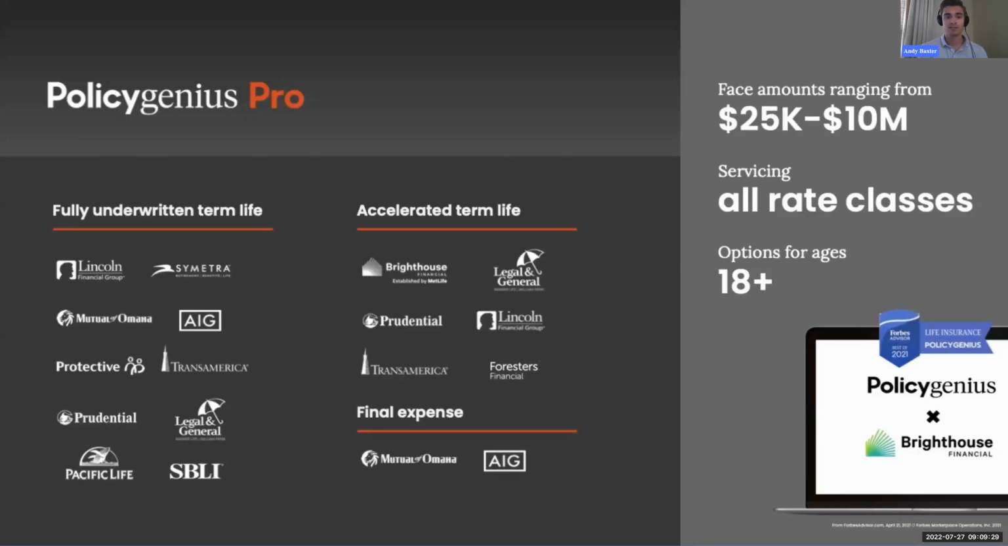So here is a list of the carriers that we work with on the Policygenius Pro platform. I always like to start with our accelerated term life offerings as one of the things that makes us really unique. First and foremost, we have an exclusive relationship with Bright House Financial, whereby clients can get up to $2 million in coverage in as little as 48 hours with no medical exam. It requires about a 15-minute health Q&A over the phone, and clients will actually get an instant decision in about 75 to 80% of cases.